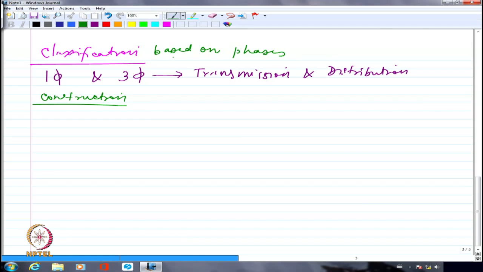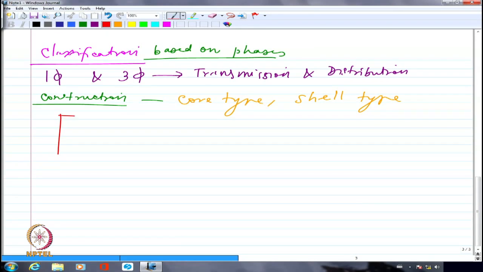So based on construction, we may have something called core type construction or shell type construction. What we mean by core type construction is, let us say I am going to have probably a lamination somewhat like this.